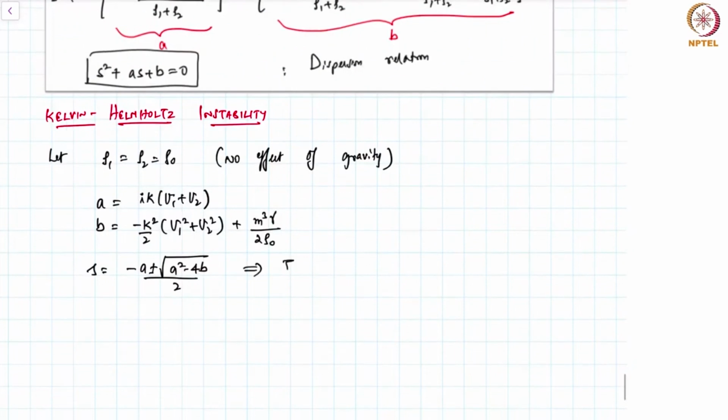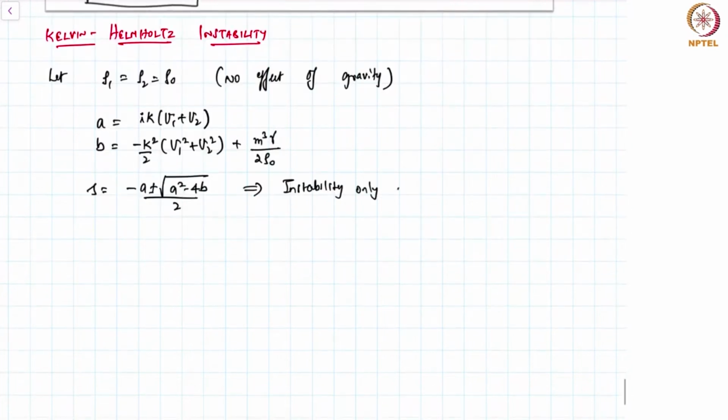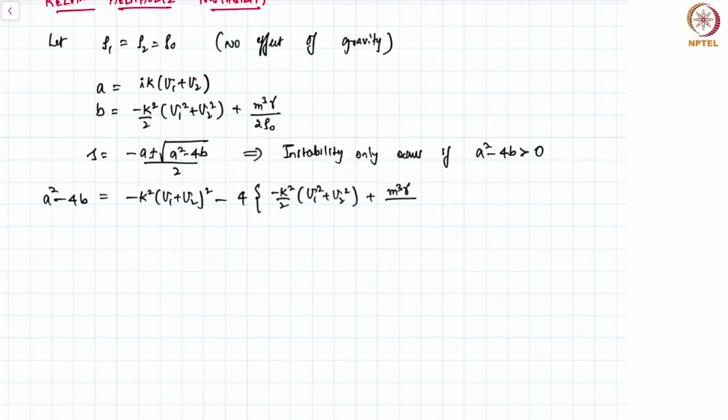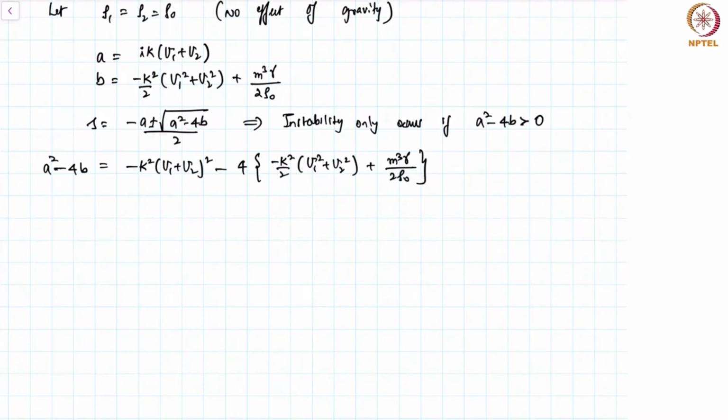It means instability only occurs if A square minus 4B is greater than 0. Let's look at this case. A square minus 4B essentially becomes minus k square of u1 plus u2 whole square, minus 4 times B, that is minus k square over 2 times u1 square plus u2 square plus m cube gamma by 2 rho naught. Right? This is A square minus 4B, and let's simplify this further.